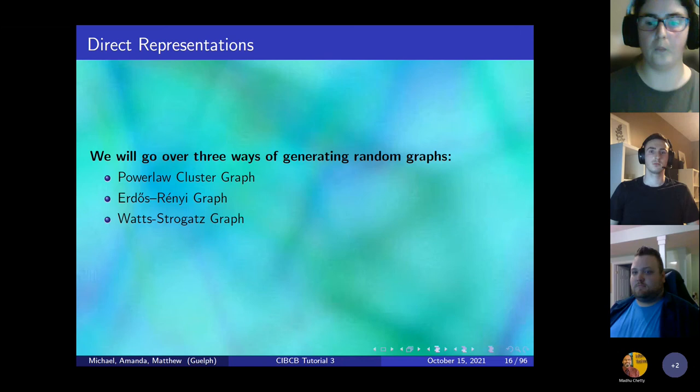So we do run into a problem. I want to just start with a whole bunch of random graphs and then test how good they are. Well, what kind of random graph? There are three types that we're going to be going over: the power law cluster graph, Erdos-Renyi graphs, and Watts-Strogatz graphs.